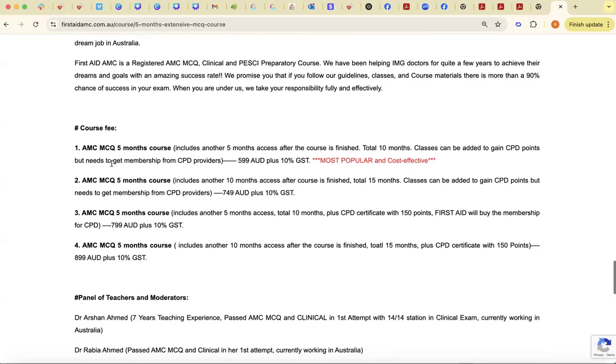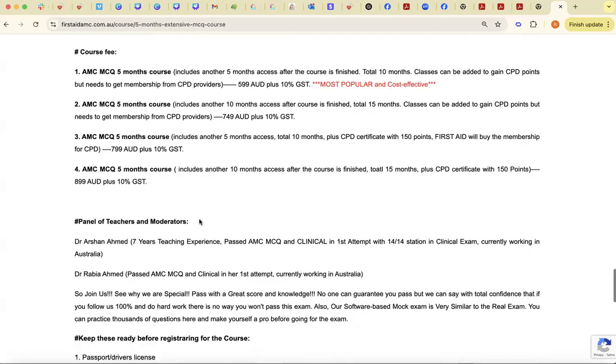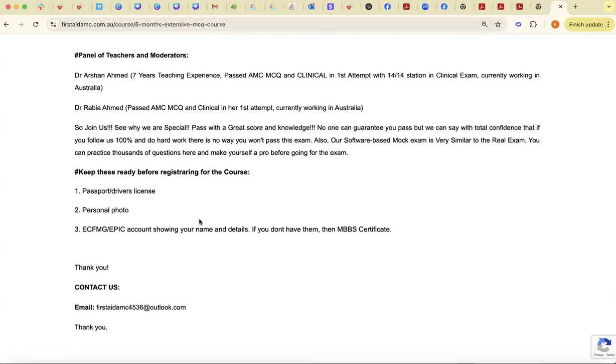There are lots of course fee options based on how many months of access you want, so give it a read. And remember, all our teachers are doctors in Australia. So anything that we teach, anything that we say, it is Australian guideline. We are not making it up.